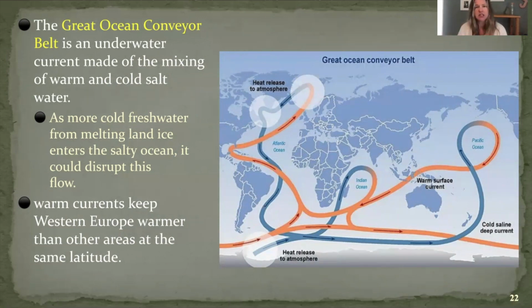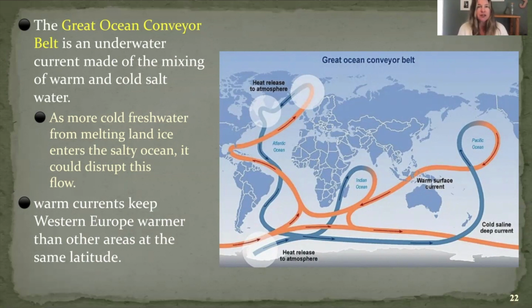And so the gist of it is warm air rises, warm water rises because it's less dense. And when it gets colder, it sinks because it's more dense. And so this natural convection current cycle is what drives the entire ocean movement. So this is what keeps our climate a little more consistent. So this is called the Great Ocean Conveyor Belt. It's an underwater current made of the mixing of warm and cold salt water.